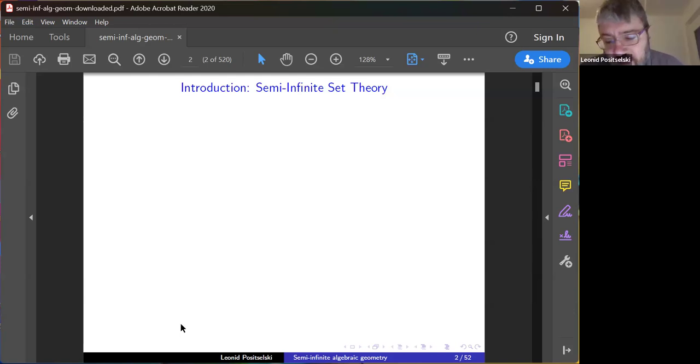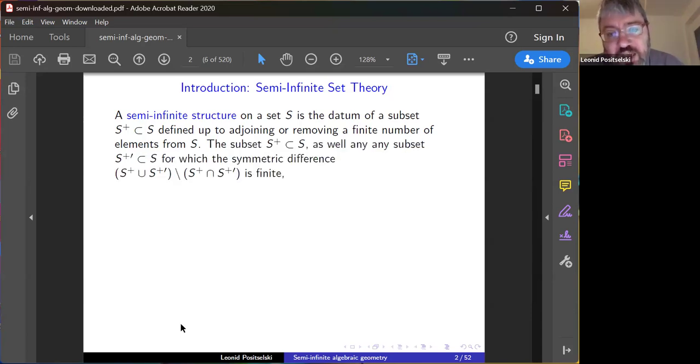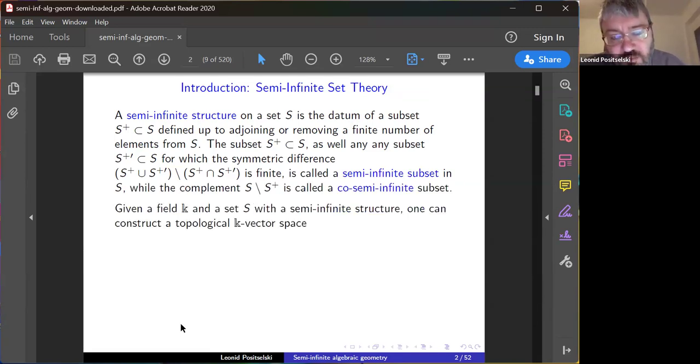Introduction, semi-infinite set theory. A semi-infinite structure on a set S is the datum of a subset S₊ in S defined up to adjoining or removing a finite number of elements from S. The subset S₊ in S, as well as any other subset S₊′ in S for which the symmetric difference between S₊ and S₊′ is finite, is called a semi-infinite subset in S, while the complement is called a quasi-infinite subset.